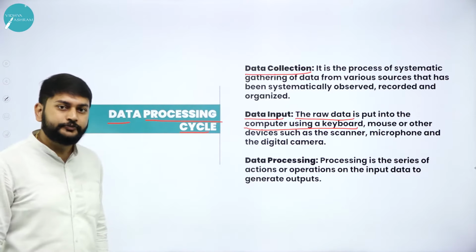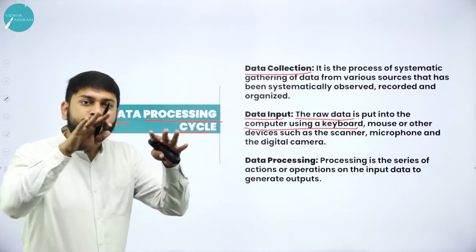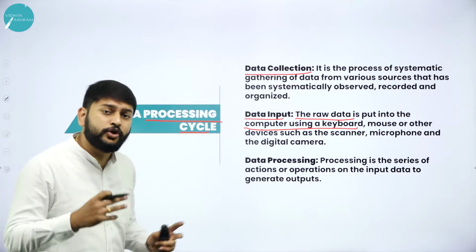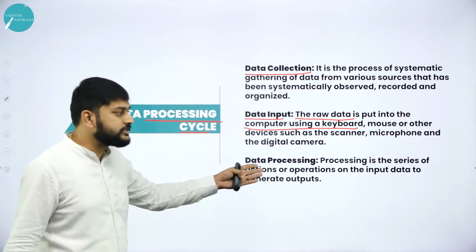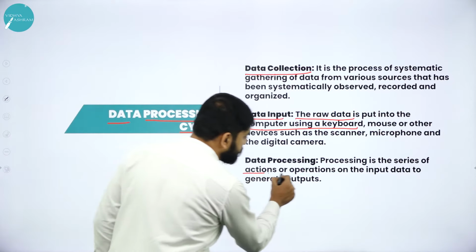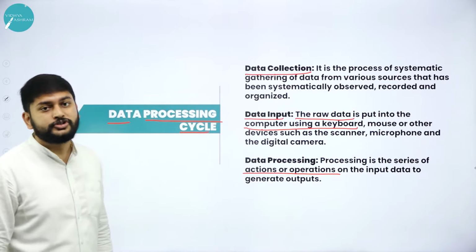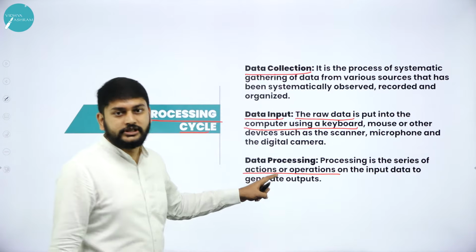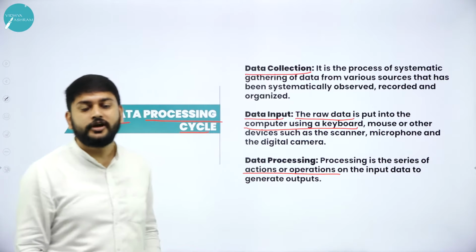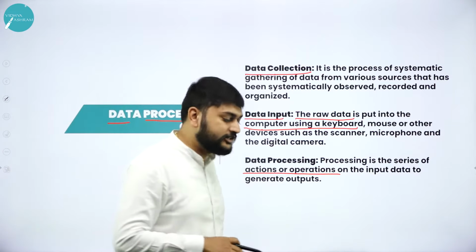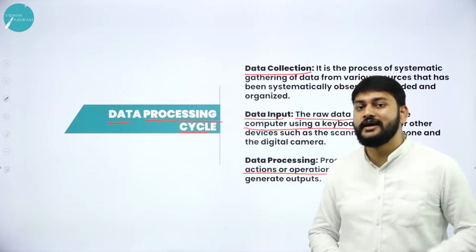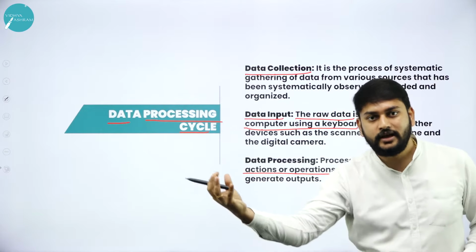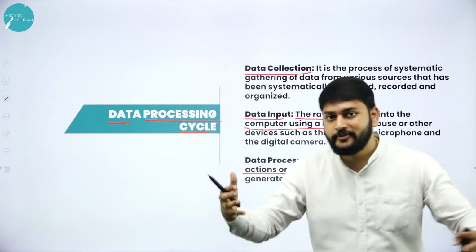What is the next one that I have? You have collected the data, you have stored it into the computer, then you have to process it, right? You have to analyze it, right? So processing is a series of actions or operations on the input data. That is what we call data processing. You will perform some actions on the data to get the result out of it. That is what we call data processing. Sir, I have taken the rice. Rice is a raw fact. I have collected the rice from different sources.